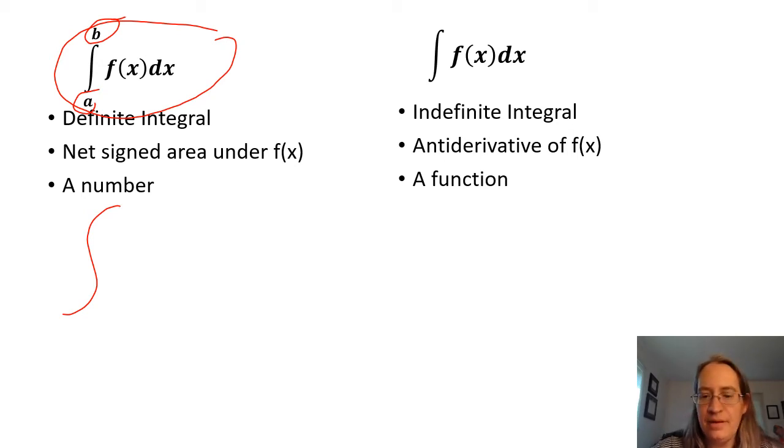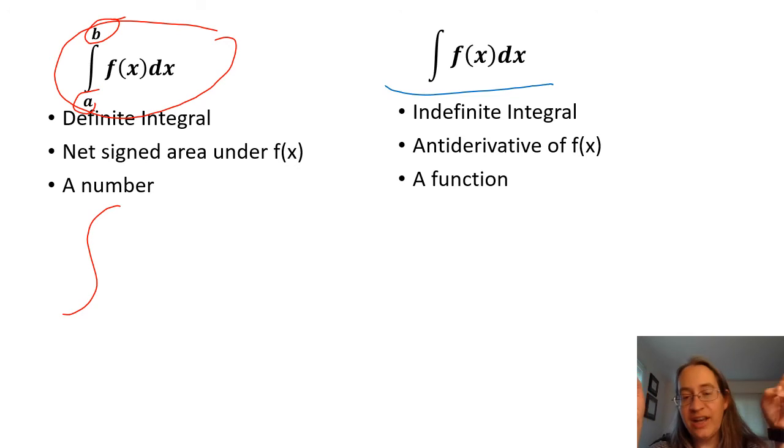All right. Meanwhile, on the right-hand side, something that looks very similar, only with no decorations, no a or b. And this thing is called the indefinite integral. And you compute that by taking an antiderivative of the function f. That means finding a function whose derivative is f, or undifferentiating. And when you do one of these, you should come up with a function rather than a number.